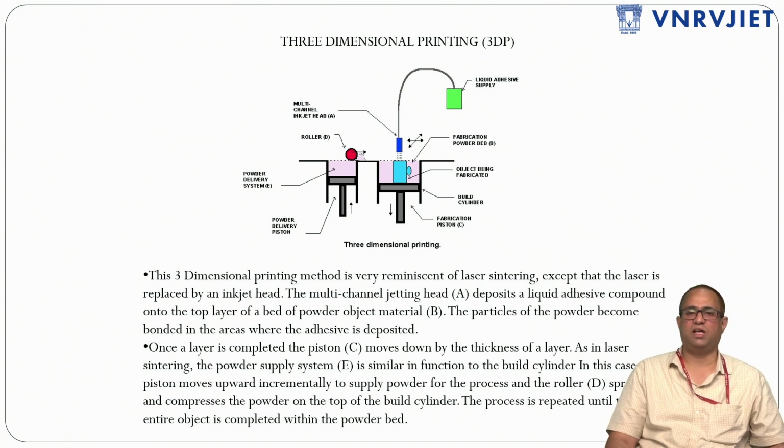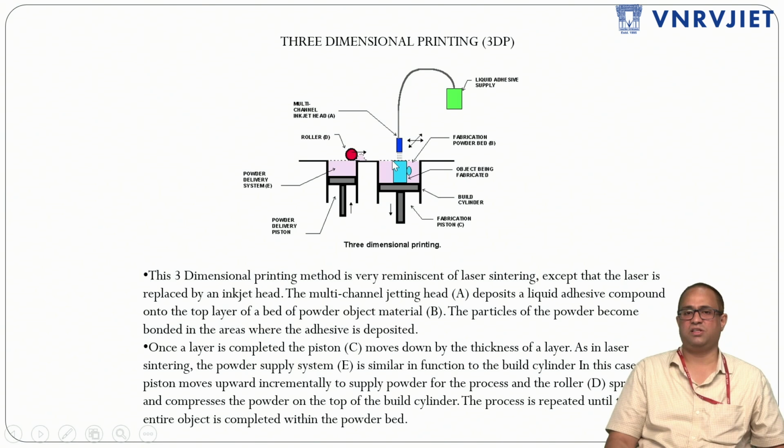The only difference between SLS and three-dimensional printing is that the laser is replaced by the inkjet head. The inkjet head has a series of nozzles, and the binder is jetted from this series of nozzles, which ensures that each and every powder particle is bound firmly. As you can see in this figure, the powder supply piston moves upwards, and then the roller supplies the powder evenly on the build platform, and the liquid binder is jetted on the surface of the workpiece, ensuring each and every particle is bound.